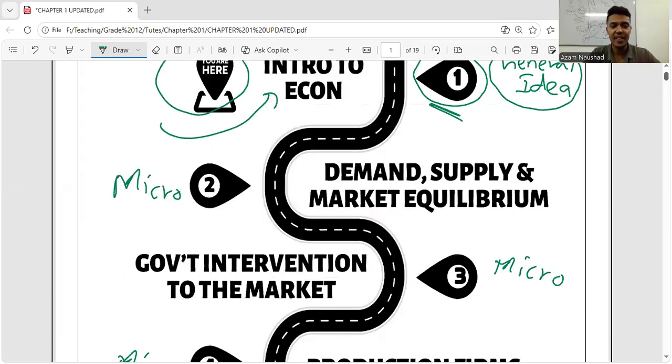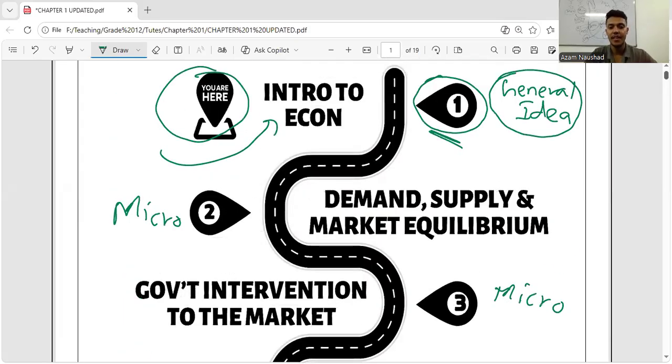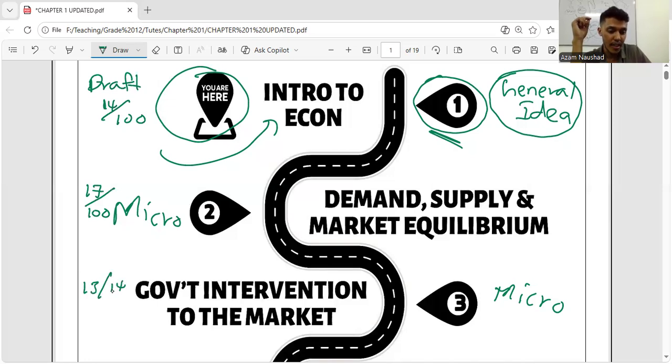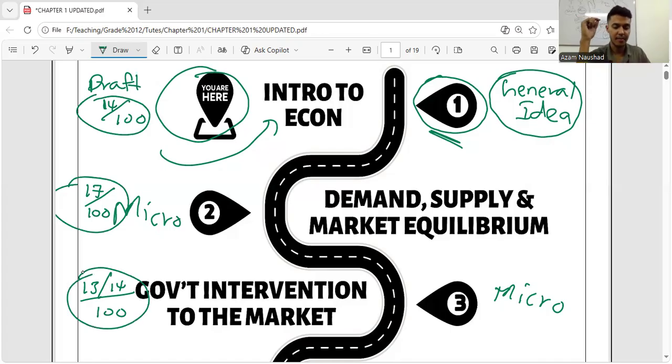So better if you can write the marks that you are going to have here. This is rough, you can write it as draft marks, okay? You might be able to have 14 out of 100. Here, 17 out of 100. Here, I would say 13 or 14 out of 100. For the time being, just make sure to write the marks that you can have by studying these three.